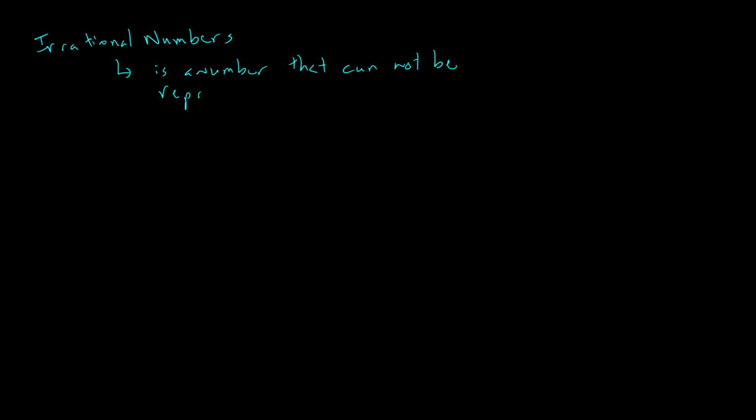We're going to look at irrational numbers, and we're going to start with just a definition. An irrational number is a number that cannot be represented by a fraction. And so, as I said in the previous video, it is a number that's defined by what it isn't, not the creation rule.